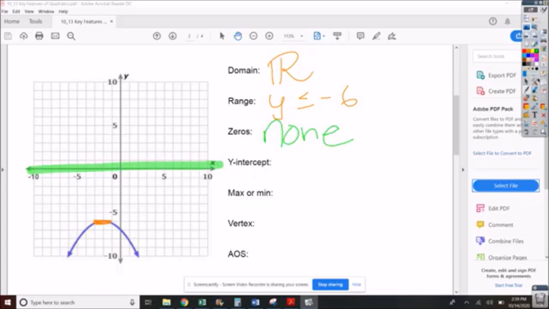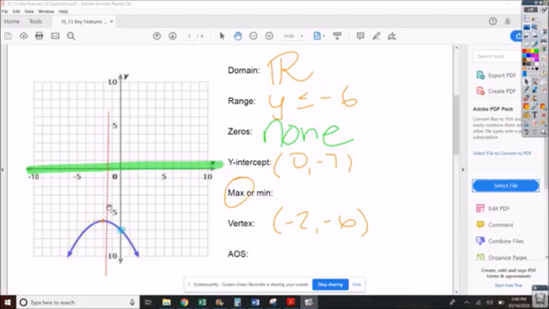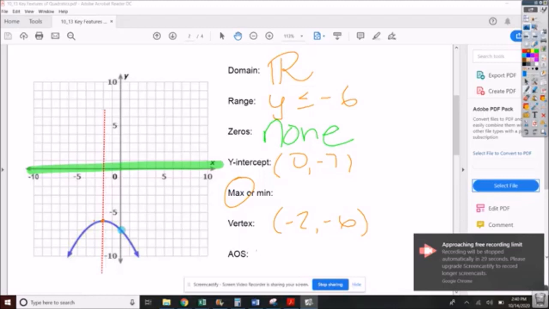We have to have a y-intercept, always, always, always. And I see it's right here at -7. So that's (0, -7). This would be a maximum because it's the highest point on the graph. The maximum is the same thing as the vertex here. So I'm looking at what that highest point is right there. So that would be (-2, -6). And my axis of symmetry goes straight down through the middle of the graph. It's where I would divide my graph right down the middle in half. And that goes through an x value of -2.